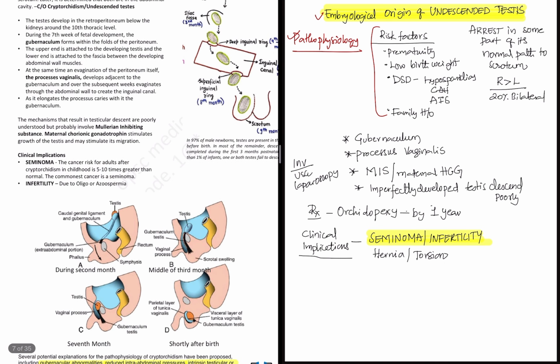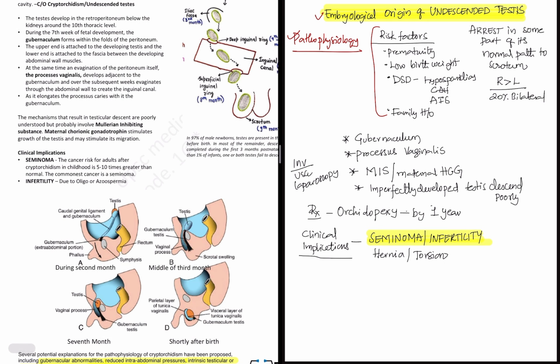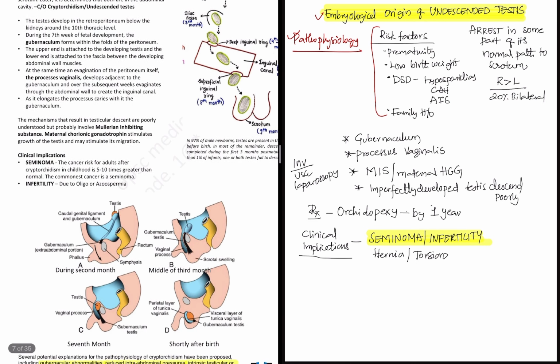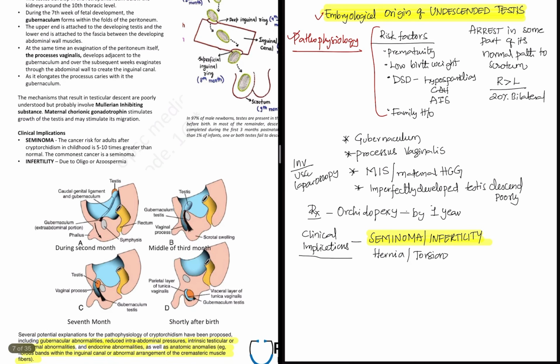Look at this image. We all know the testis develops in the retroperitoneal region at the level of T10, T11, T12, as seen here. This is the retroperitoneal testis. Slowly, at the 7th week, or during the second month, there is formation of a special structure called the gubernaculum. Please, this term is very important for this answer. The gubernaculum's upper end is attached to the developed testis and its lower end is attached to the abdominal muscle walls.